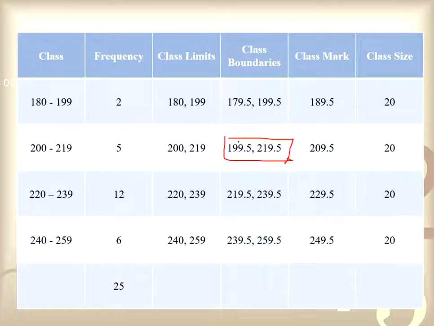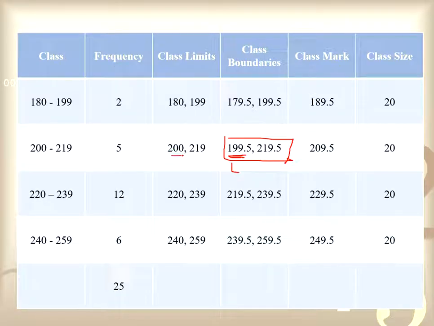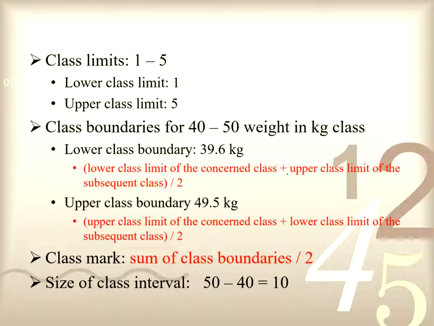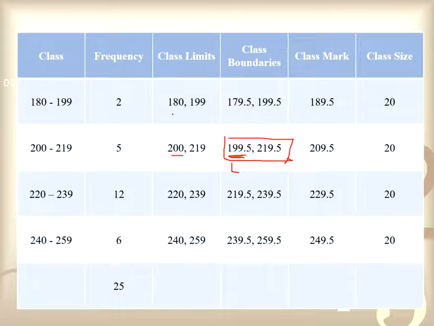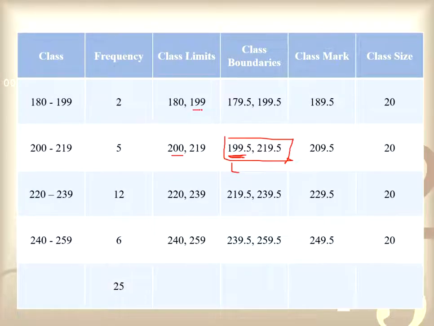So, anong kailangan? Para makuha ito muna, itong ating lower class boundary. Para makuha, lower class limit of the concerned class. Ito daw yun, 200. Then, add natin yung upper class limit of the subsequent class. Subsequent, ibig sabihin yung kasunod. So, yung kasunod nito is ito. Upper class limit.